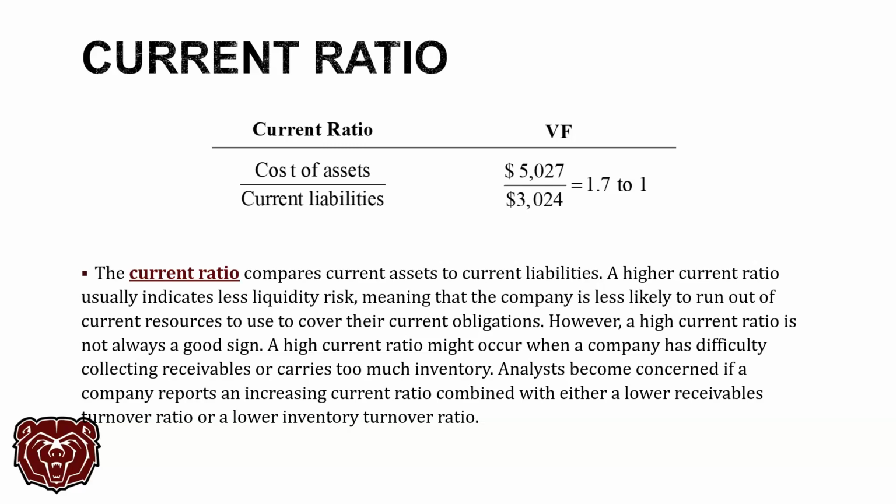So one thing that analysts will look at is if a company has an increasing current ratio with either lower receivables turnover or lower inventory turnover, right? So that just means they're not collecting receivables, they're not turning their inventory over, but their current ratio is increasing. They've got more assets, they're just holding on to too many assets. But this one looks pretty good, 1.7 to 1. So for every dollar in liabilities, they have $1.70 in current assets. So they've got plenty of current resources to cover their current obligations.